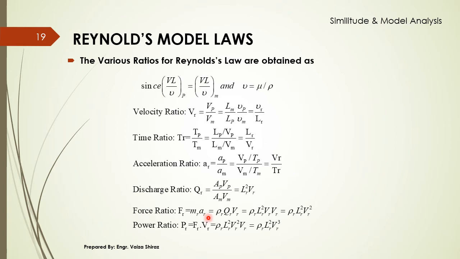Force is M into A, so it can be simplified by writing M as rho A V and A as velocity over time. So this will be your final relation, and power ratio is simply Fr into Vr. Fr is already calculated as rho R Lr square into Vr square, and further you will have this Vr in the formula. So this is the final relation.